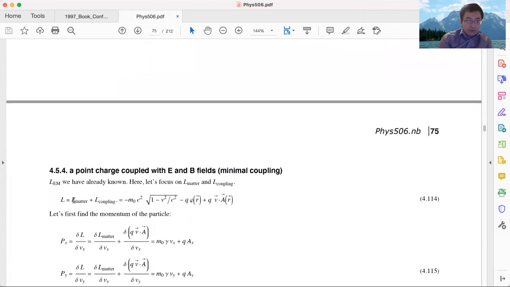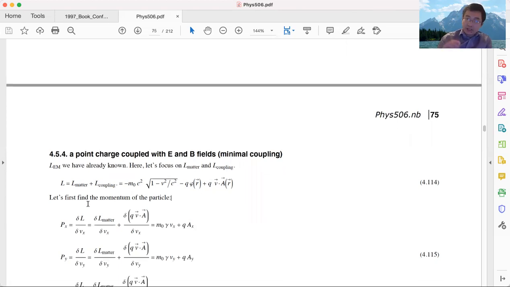So we have the Lagrangian for the matter field, and we also have the Lagrangian for the coupling. The Lagrangian for the matter field is minus alpha divided by gamma, and we already know that alpha is rest mass times speed of light squared. And the coupling part, as we showed early on, is charge times scalar potential plus charge times velocity dot the vector potential. This is the Lagrangian of my matter field coupled to the E and M fields. Now let's try to find the equation of motion.